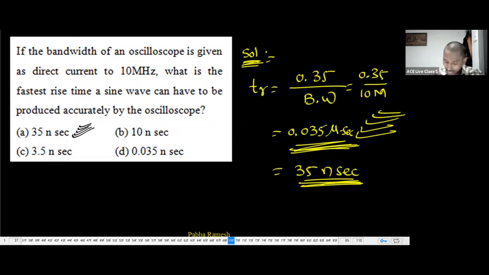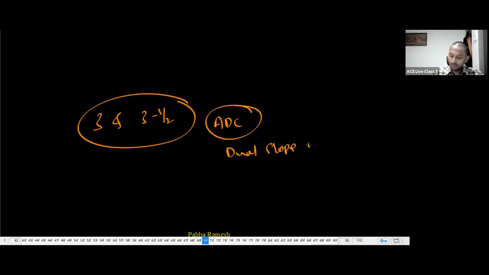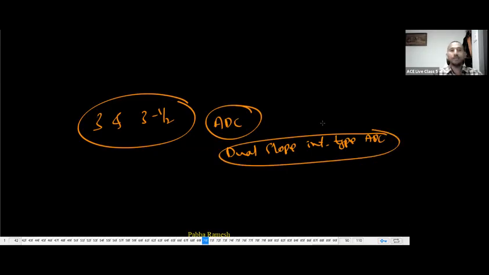Kindly concentrate. Dual slope integrating type ADC. What is that? In the 3 or 3.5 digit devices, or 4 or 4.5 digit devices, whatever ADC we use, which one is it here? Dual slope integrating type ADC. Clear? Right.